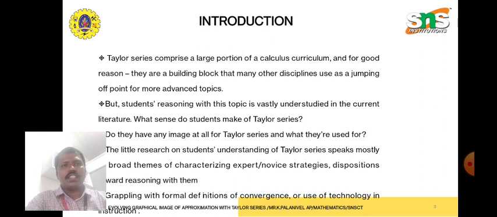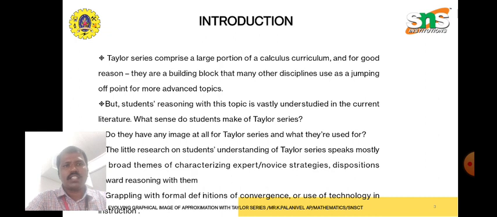Introduction. Taylor series comprise a large portion of a calculus curriculum, and for good reason. They are a building block that many other disciplines use as a jumping off point for more advanced topics. But students' reasoning with this topic is vastly understudied in the current literature. What sense do students make of Taylor series? Do they have any image at all for Taylor series, and what they are used for?